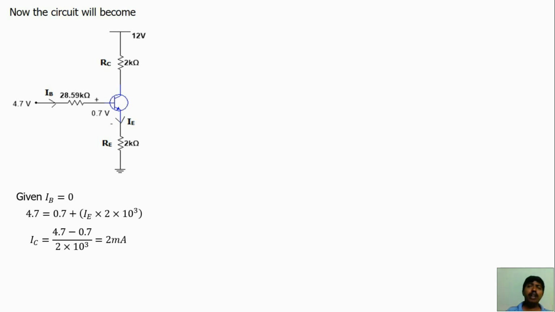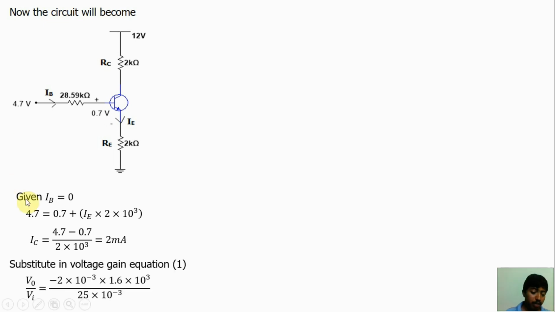Now substitute these values in equation number 1, the voltage gain equation, and we can get the voltage gain. So V0 by Vin is equal to minus IC, IC means 2 into 10 power minus 3, into the load resistance 1.6 into 10 power 3, divided by VT. VT value is given, 25 millivolt. So simplify this equation, we will get minus 128. This is the voltage gain. The magnitude of this voltage gain is 128. This is the answer for this question.